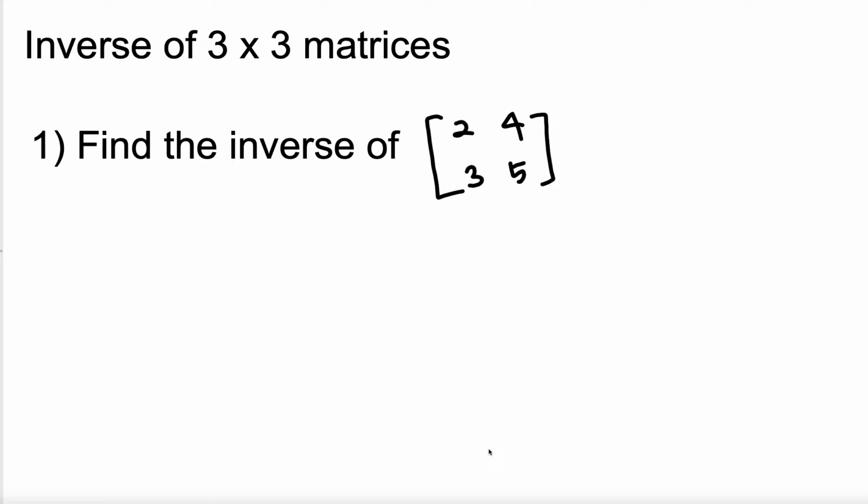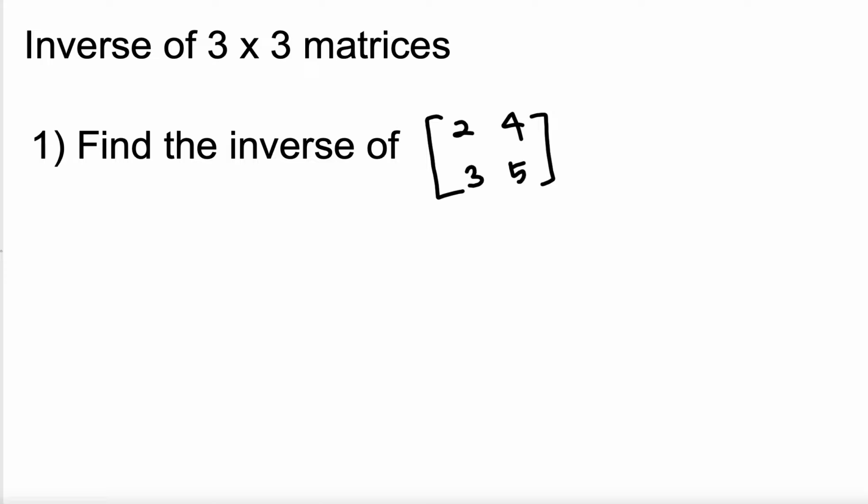What we'd like to do is look at the inverse of 3 by 3 matrices. There are a few different ways, and we'll talk about it more later. But after finding a way to find the inverse of a 3 by 3 matrix, we're going to use that to solve a system of equations with 3 variables. So first, I want you to find the inverse of this 2 by 2 matrix.